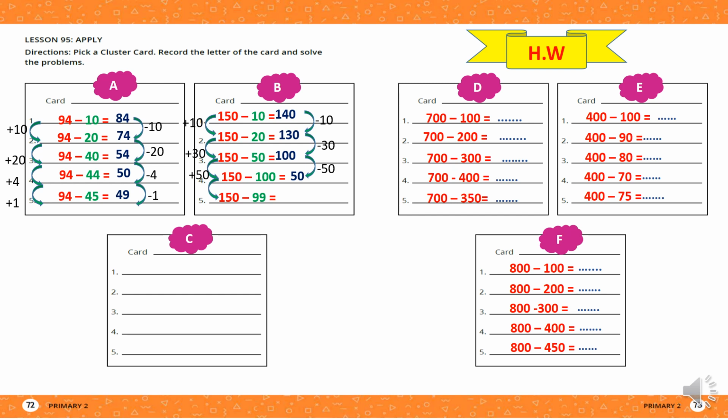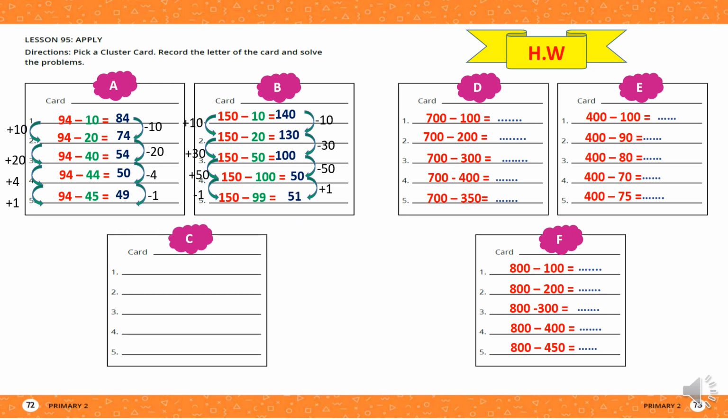The last equation, what happened here? 150 as it is. 100 decreased to 99. It decreased by what? Decreased by 1. So we must add 1 to the second side. 50 plus 1 equals 51.